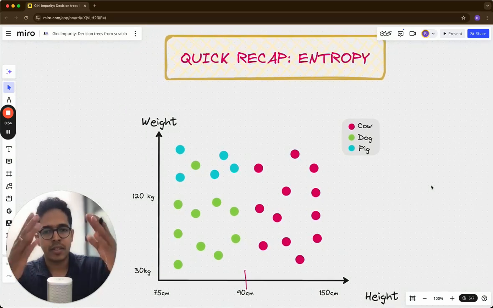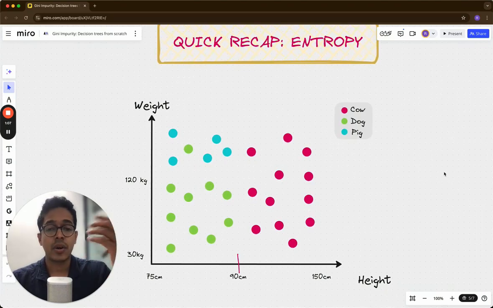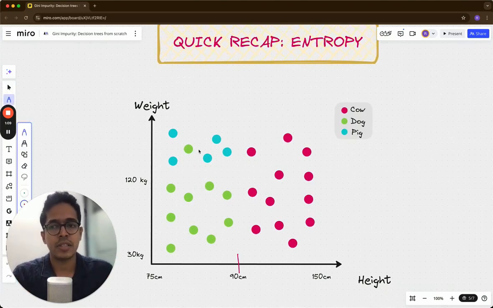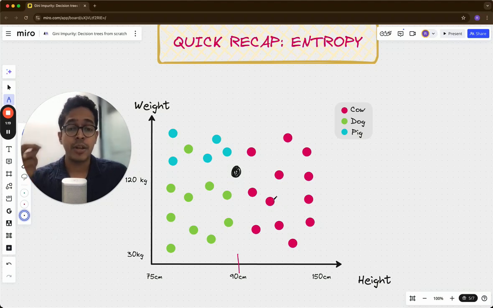Imagine you have this data set which has three classes: cow, dog, and pig. Here the data points are being classified based on two features, height and weight. You can construct a decision tree to classify a new animal which is not part of this data set, maybe the data corresponding to that new animal can be here. If you build a decision tree using all the other data points, you can classify a new test data point into one of the three classes: cow, dog, or pig.